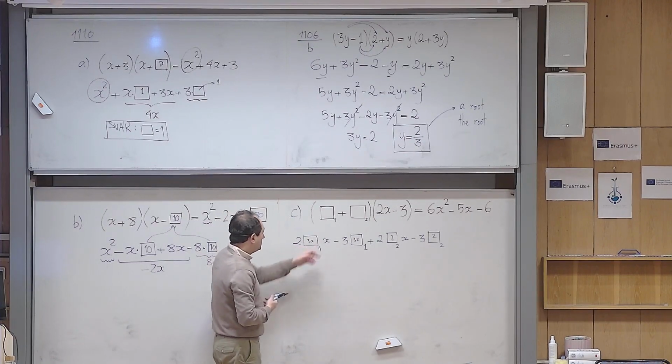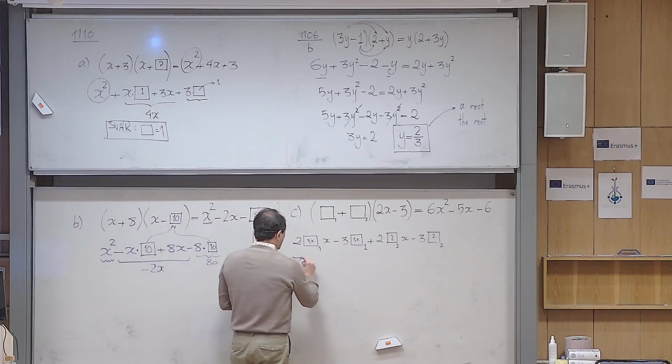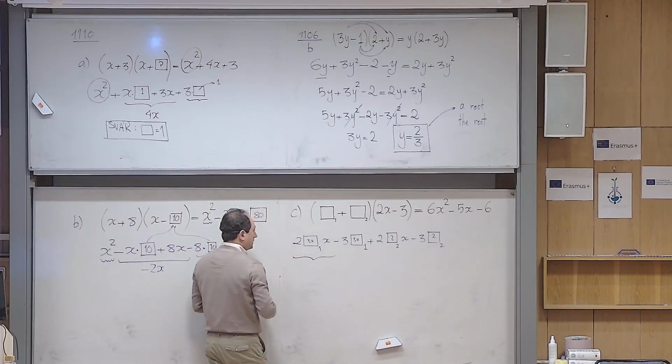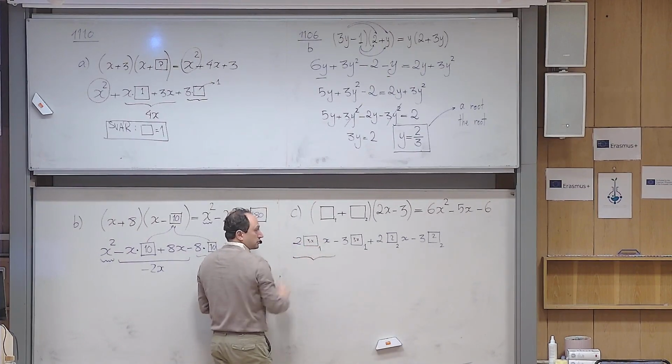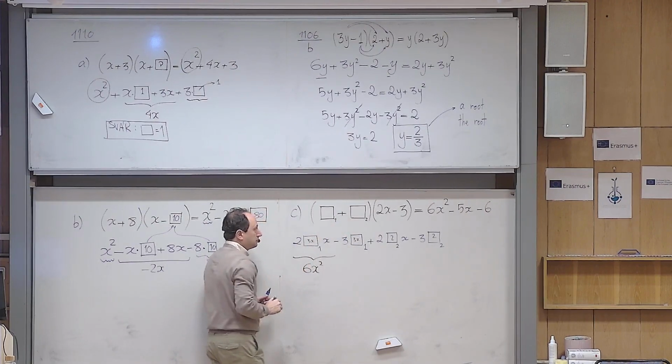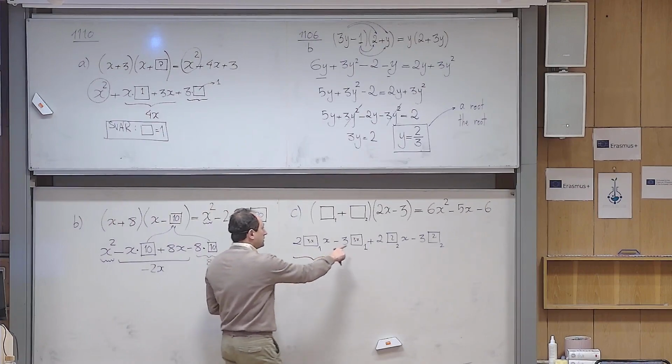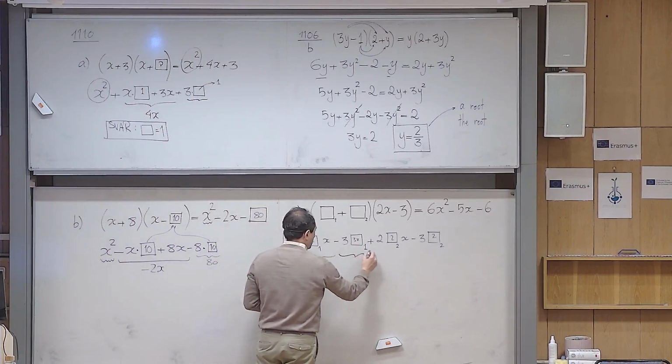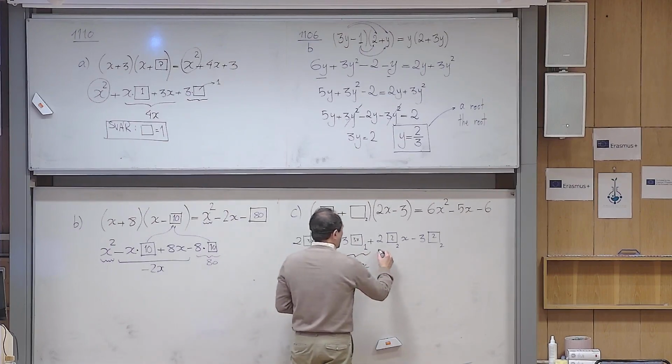If you put it like this, what is this expression? What is your answer? 2 times 3 times x, which is 6x. So far so good. I need it, I have it. What happens here? Minus 9x. And then what happens here?